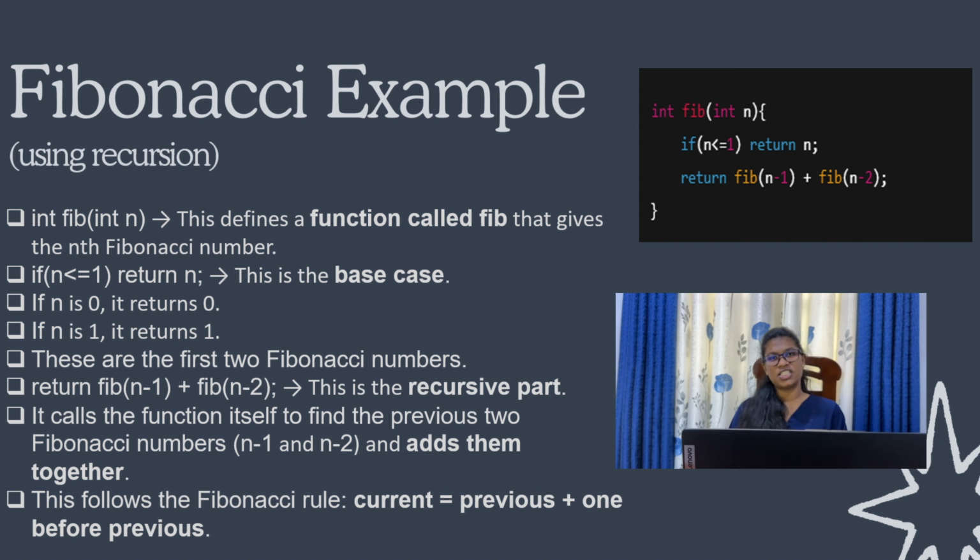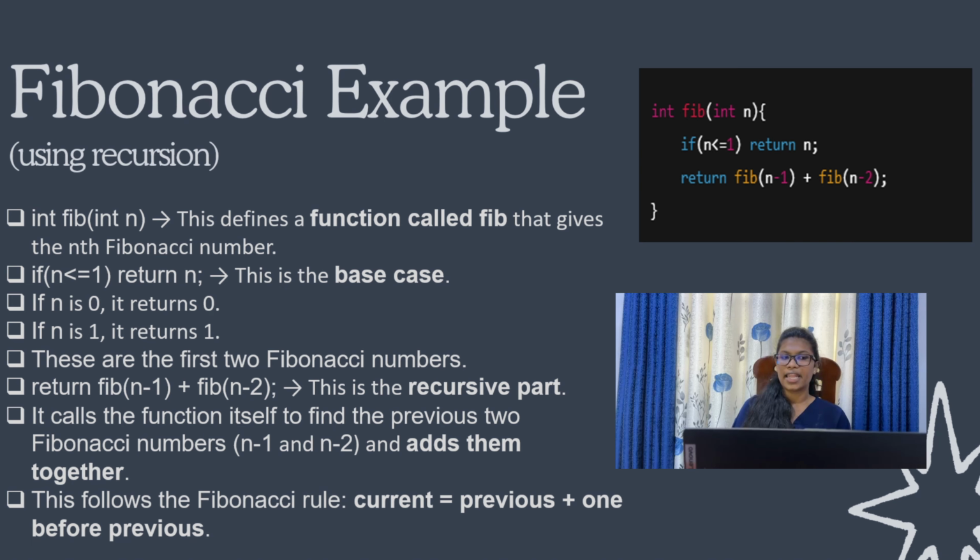Let's move to a Fibonacci example using recursion. Here you can see int fib(int n). This defines a function called fib that gives the nth Fibonacci number. After that we can see there is an if condition: if n is smaller than or equal to 1, return n. This is the base case. If n is 0, it returns 0. If n is 1, it returns 1. These are the first two Fibonacci numbers.